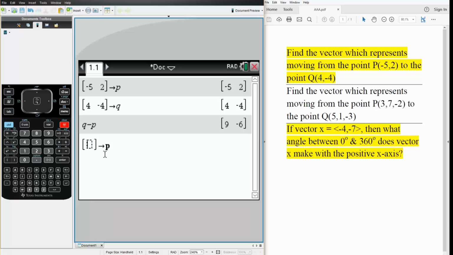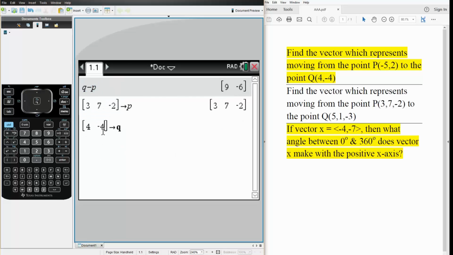So now we have 3, 7, -2. We hit enter, so now P is defined as this. And next we need to do Q. Q was 5, 1, -3. We hit enter, and so now Q is defined.